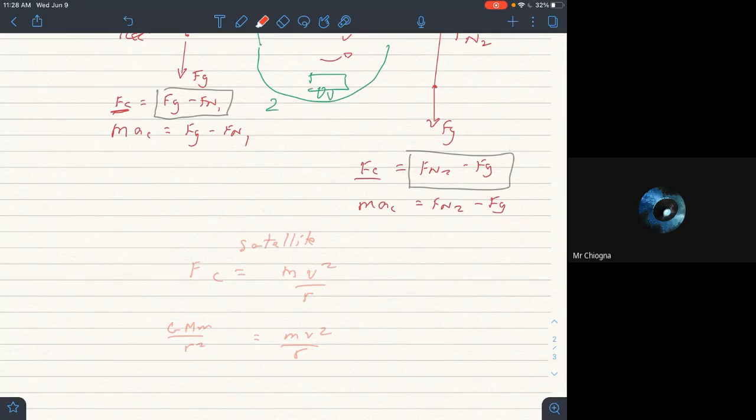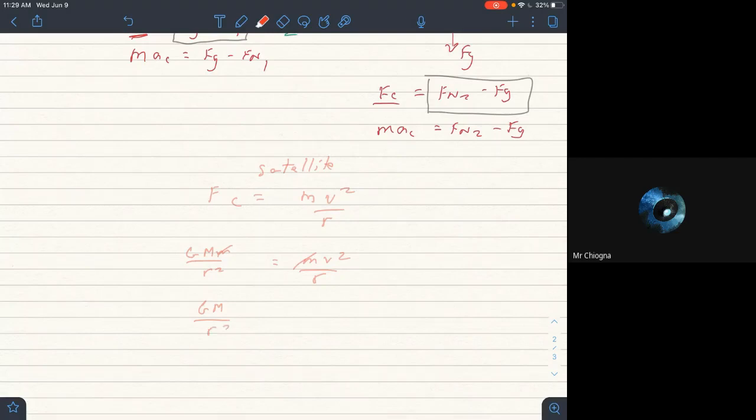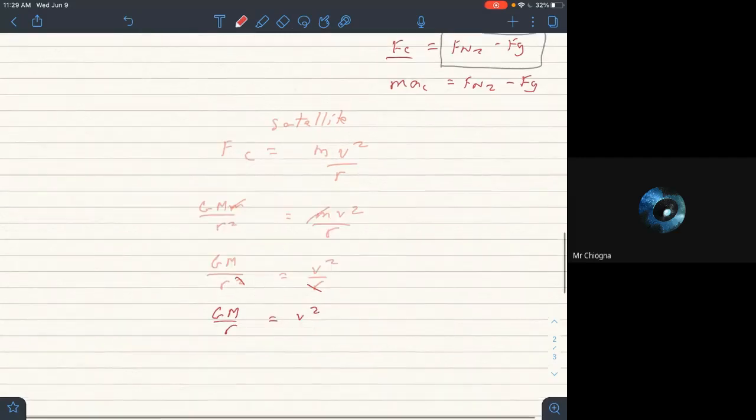Yeah. So small m cancels out. You don't need the mass of the satellite. Small m is the mass of the satellite. You just have big M. You simplify this further. So r squared on the bottom on the left. Yeah, one of the r's cancels out. So you get GM over r is equal to v squared. That's your equation. You can solve for the mass. You can solve for the speed, take the square root. You can solve for the distance, cross multiply and then divide by v squared, right?